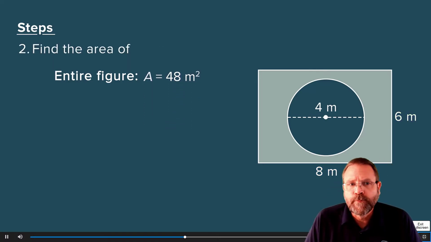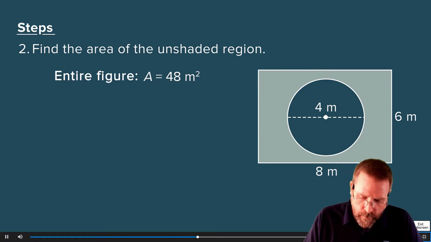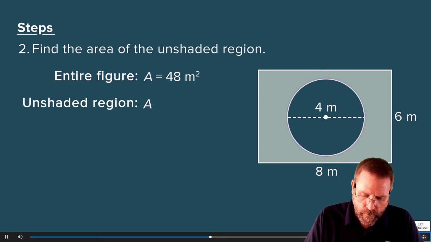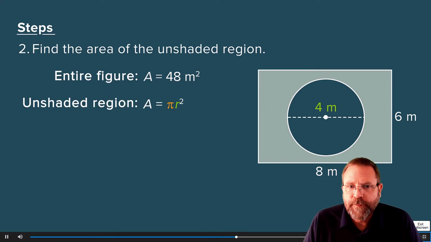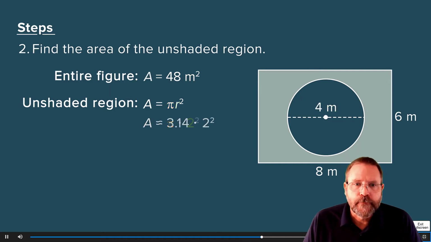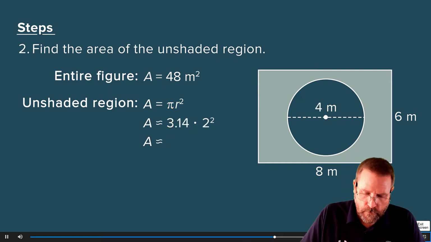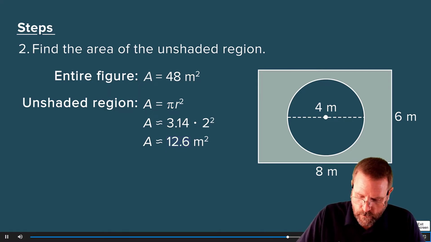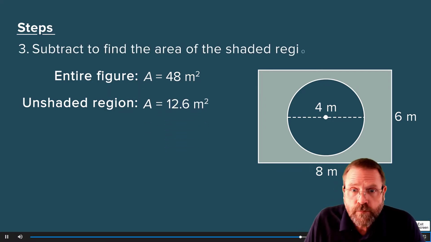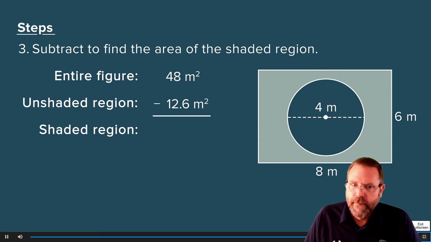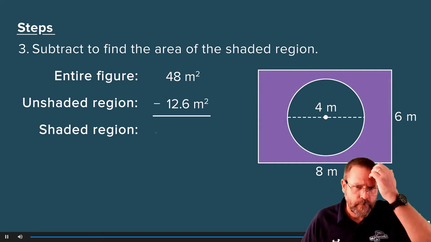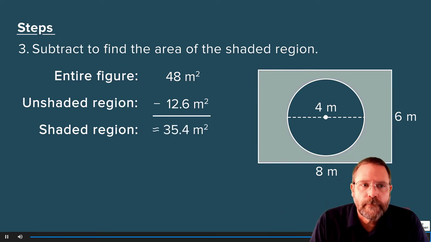Next, find the area of the unshaded region. The unshaded region is a circle with a radius of 4 divided by 2, or 2 meters. Multiply pi by the square of the radius to find the area. The area of the circle is approximately 12.6 square meters. Finally, find the area of the shaded region by subtracting the area of the unshaded region from the area of the entire figure. The area of the shaded region is approximately 35.4 square meters.